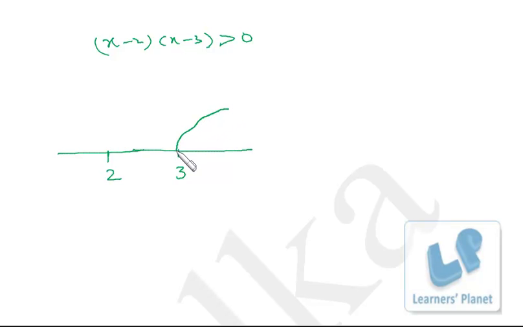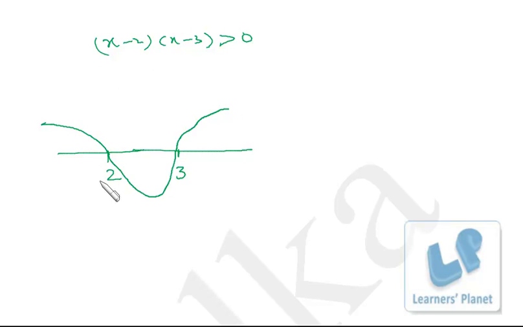Take the curve over here. On the first zero, change the direction, go to the second zero, again change the direction. This is how you have to draw the curve. Now the values between 2 and 3: you can see this curve is below the number line. So values between 2 and 3 will produce negative values of this expression, and the values less than 2 and the values more than 3 will make this expression positive.